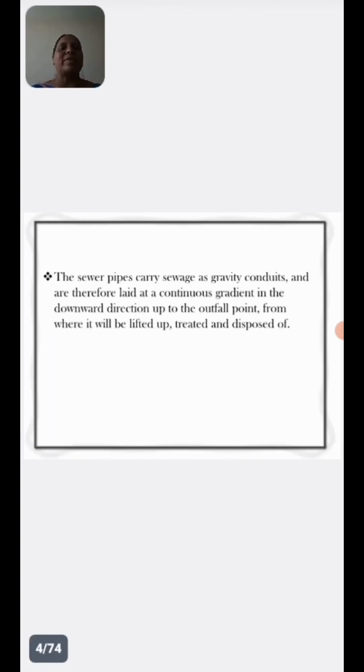The sewer pipes carry sewage as gravity conduits and are therefore laid at a continuous gradient in the downward direction up to the outfall point, from where it will be lifted up, treated and disposed of.